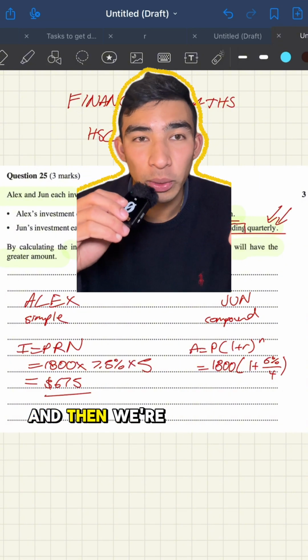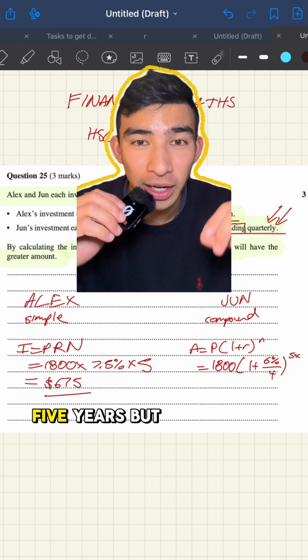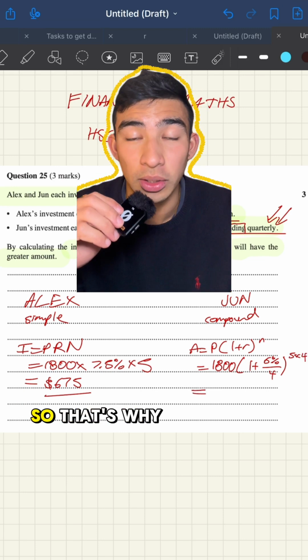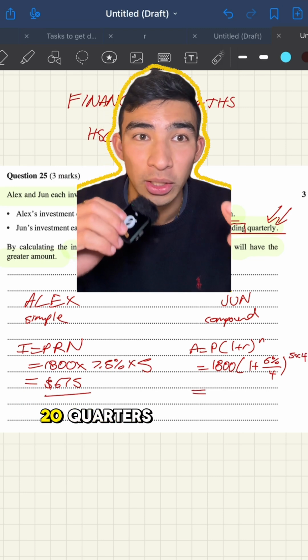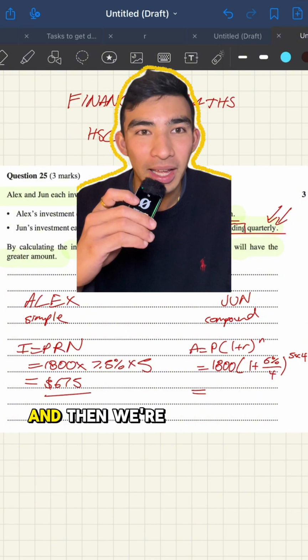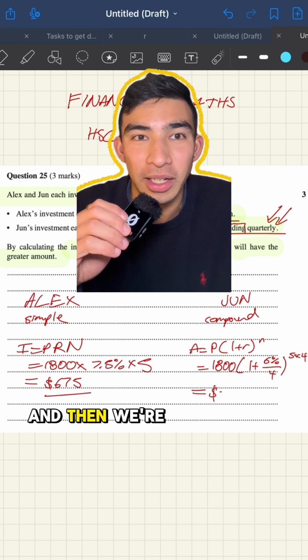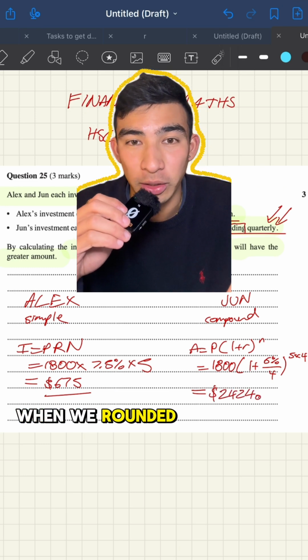Okay. And then we're going to put it to the power of 5 times 4, because originally it was in years, 5 years, but we've got to convert it to quarters. So that's why we times it by 4, because there's going to be 20 quarters. Okay. Chuck that all into the calculator now as well. And then we're going to get a nice $2,424.34 when we round it off, okay?